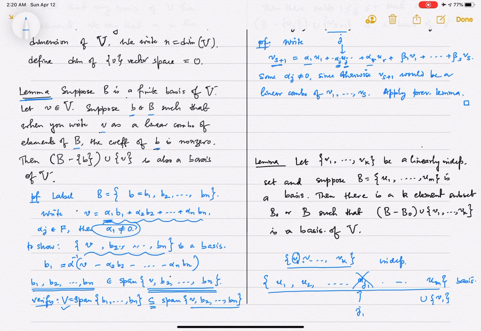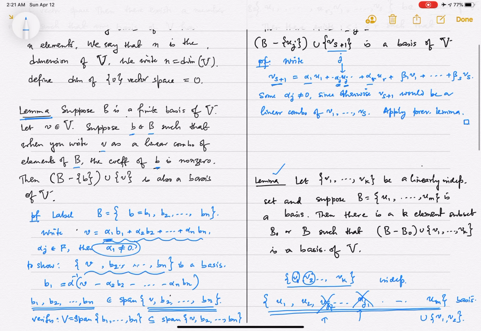Now you look at v2. Write v2 as a combination of these bases. Again, one of the coefficients of the u's has to be non-zero, because otherwise v2 would be dependent on v1. So there will be some uj2 which appears with non-zero coefficient. You throw that away and instead add in v2. And you go k steps like this and you get your lemma. Okay. And once you have this, the theorem is actually immediate.